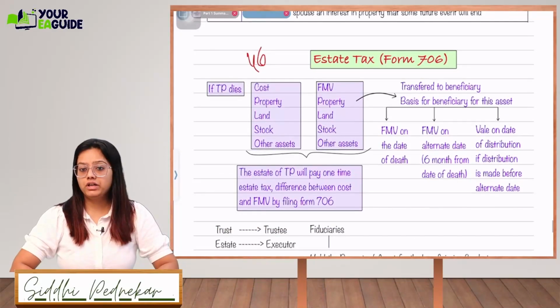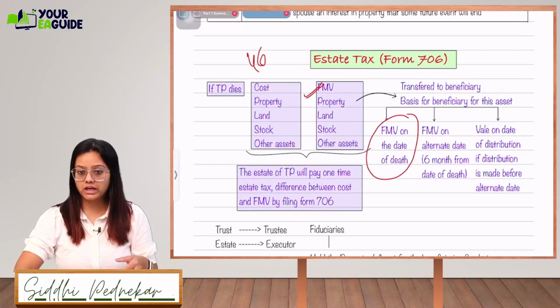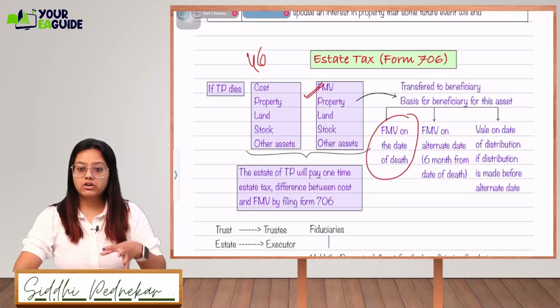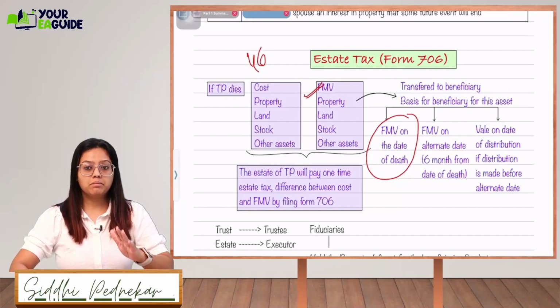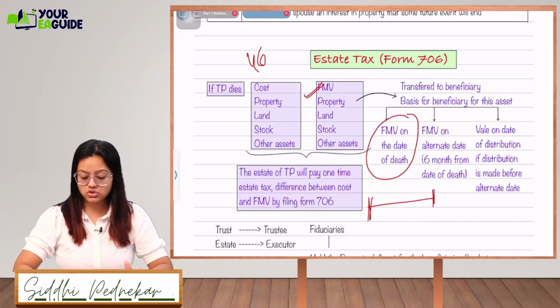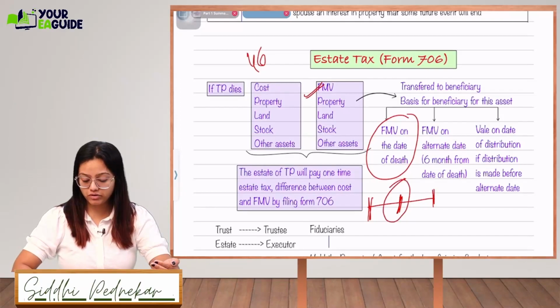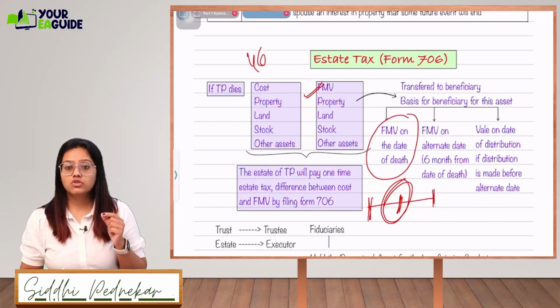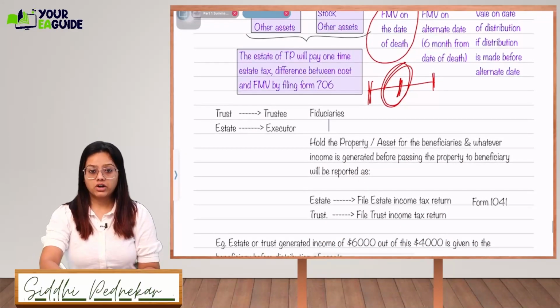So all the FMV will get transferred, FMV on the date of death. Which date do you take the FMV on? Either you can take it on the date of death, or on the alternate valuation date. We already know the alternate valuation date is 6 months from the date of death. But let's say before 6 months the asset is distributed to beneficiaries. Then the FMV on the date of distribution will be taken into consideration.